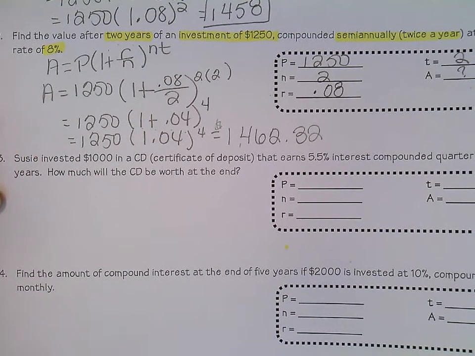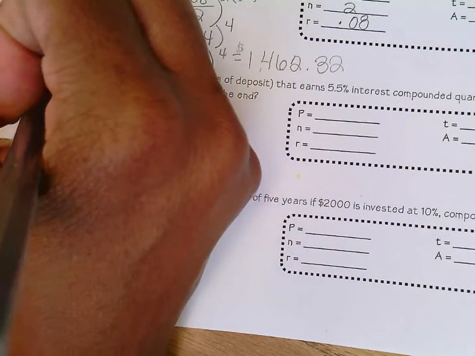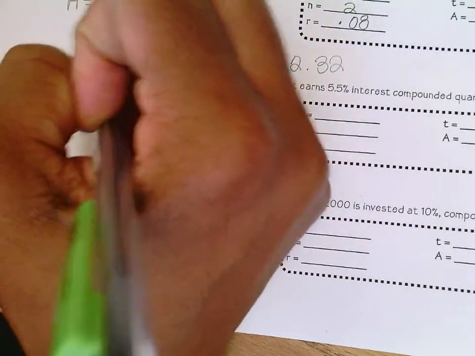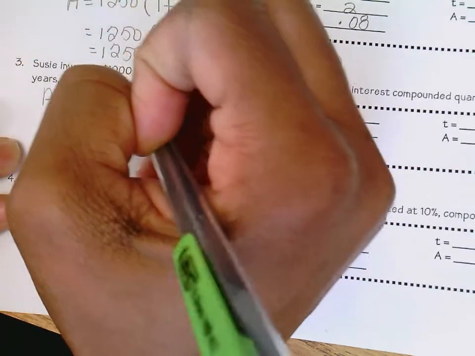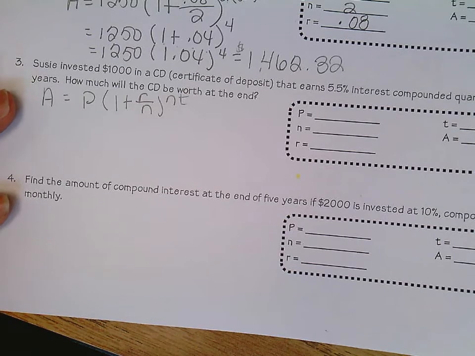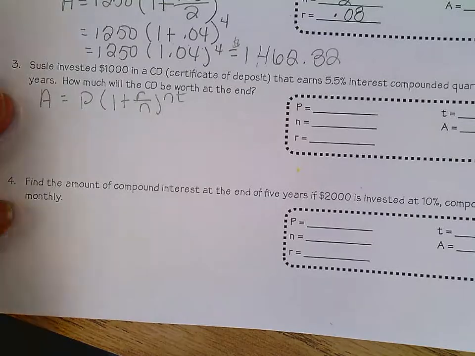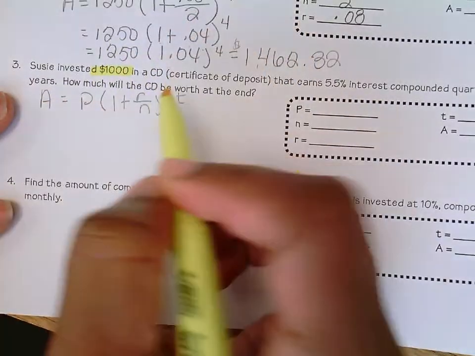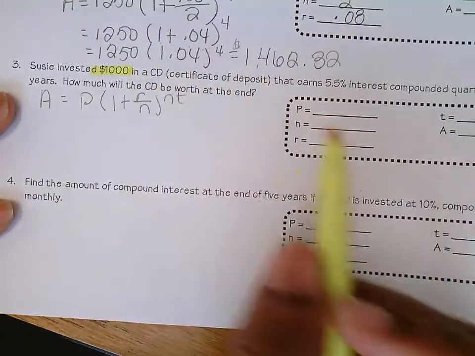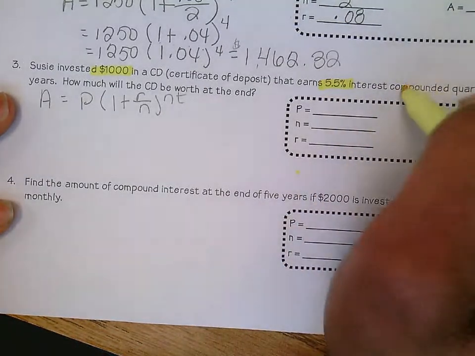Okay? Let's look at the next one. Again, guess what I'm going to write first? I'm going to write the formula because this is the formula I'm dealing with. And it says Susie invested. When you invest something, that's the initial amount you're putting into something. So invested $1,000 in a certificate of deposit or a CD that earns 5.5% interest, compounded quarterly.